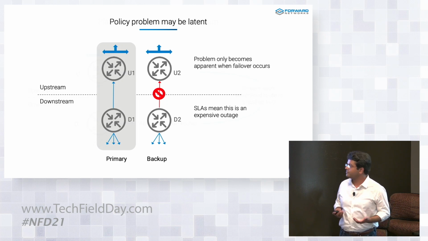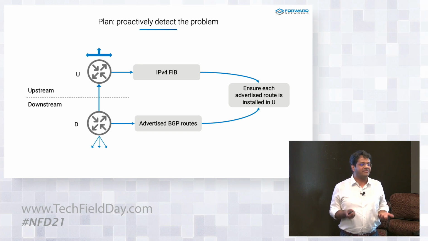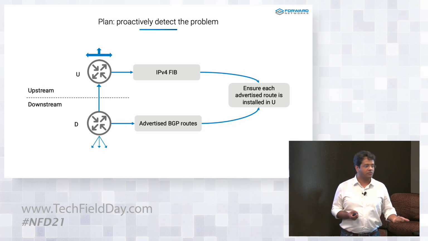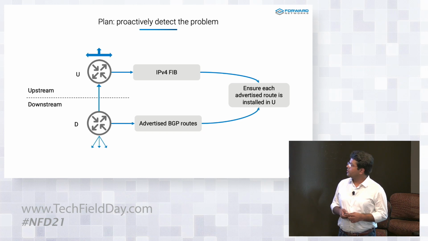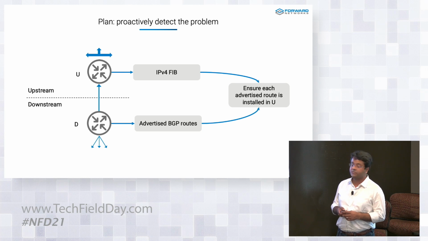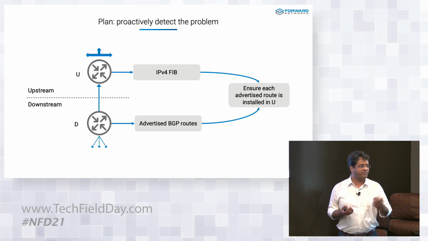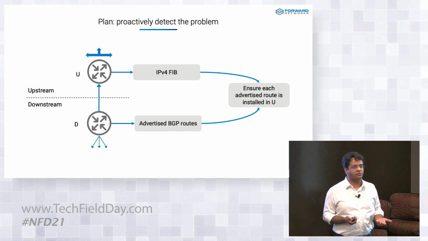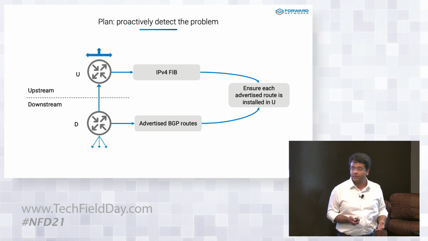So that's the problem. Well, the solution is really straightforward. The solution, fortunately, is to proactively check for these issues and make sure that whenever they occur, they are handled immediately. You would look at the advertised BGP routes, and you would look at the installed IPv4 routes in the FIB of the upstream router, compare them, and make sure that every advertised route is actually installed in the upstream router, and good to go. So in theory, really simple, really easy to implement as a check, as a piece of software.